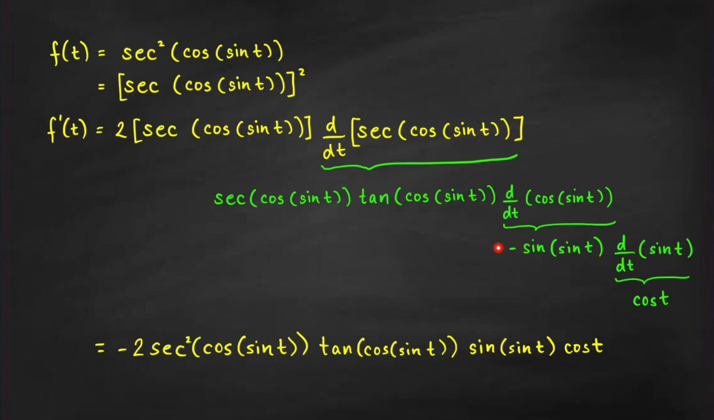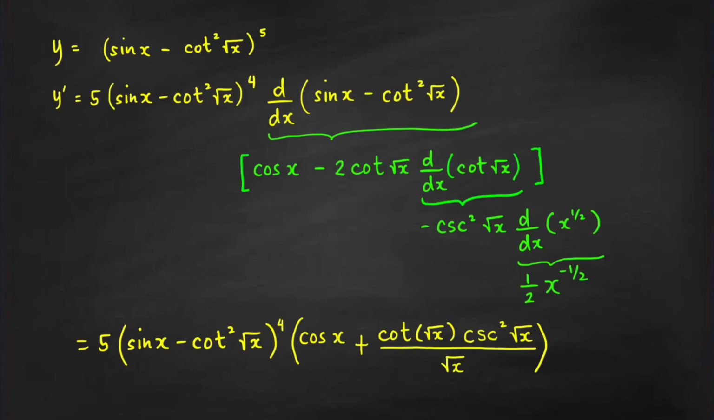So this is negative times 2. You'll get here negative 2. And then you have 2 copies of this one here. So you can write this down as secant squared of cosine of sine t. And then you have times this expression. And then times sine of sine t. And then times cosine t.